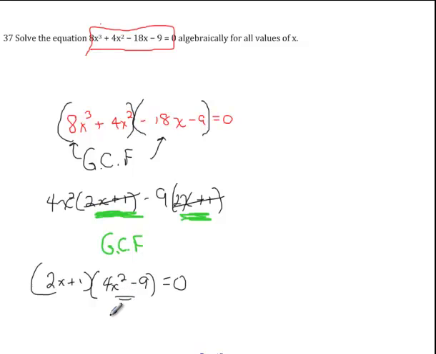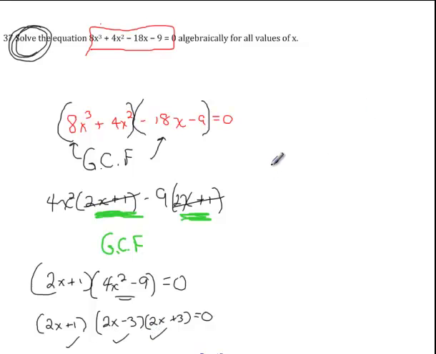This is still a difference of 2 perfect squares. So I have to go 2x minus 3, 2x plus 3, 2x plus 1. It still equals 0 because I'm solving it. Now I take each one of these factors, set it equal to 0. 2x plus 1 equals 0, so x equals negative a half. 2x minus 3 equals 0, so x equals 3 halves. 2x plus 3 equals 0, so x equals negative 3 halves.